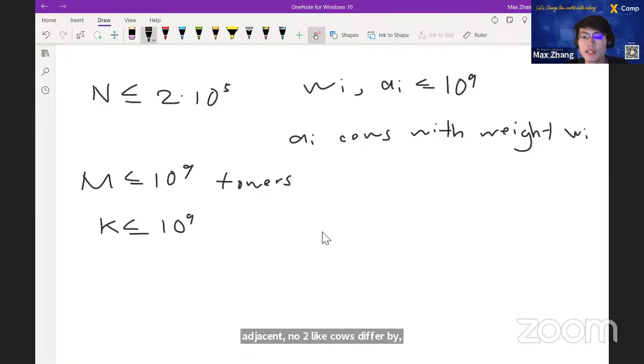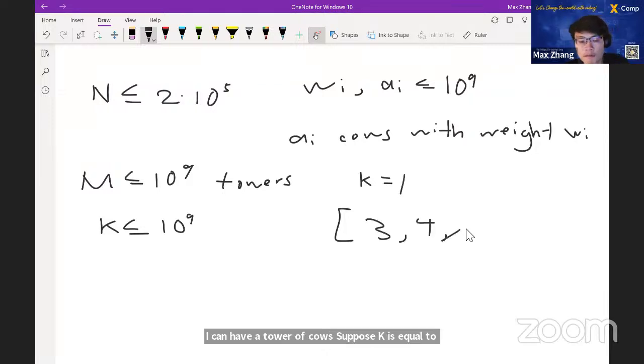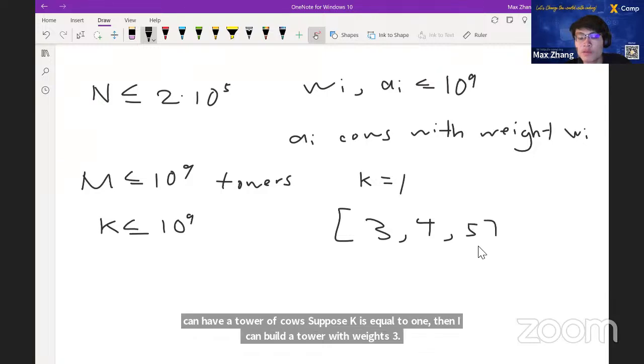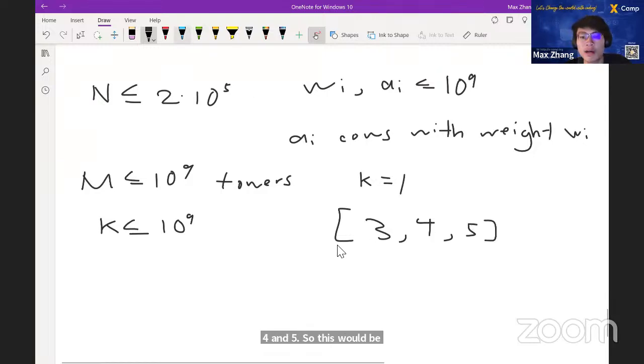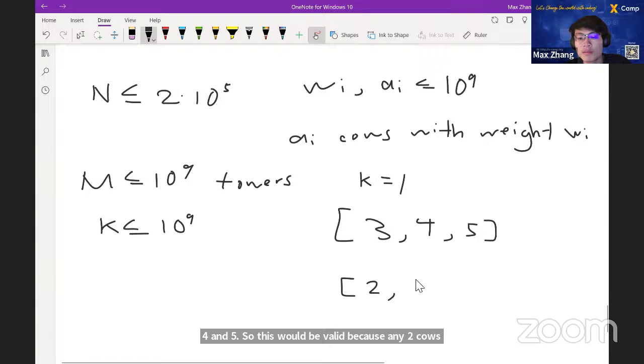An example: I can build towers like this. Suppose k is equal to 1, then I can build a tower with weights 3, 4, and 5. This would be valid because any two cows differ by at least 1. I could build something like 2, 4, 6, 7, 9. This would also be a valid tower.